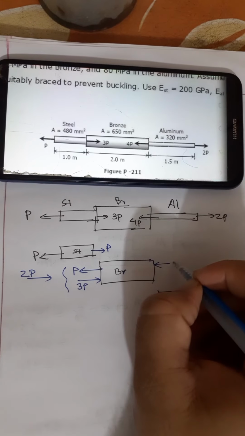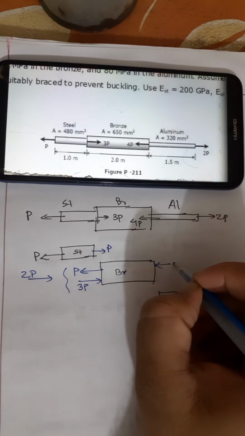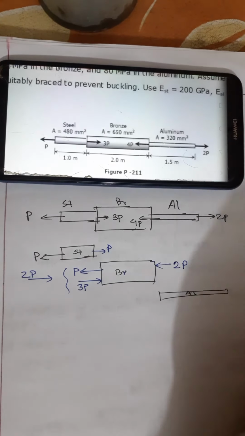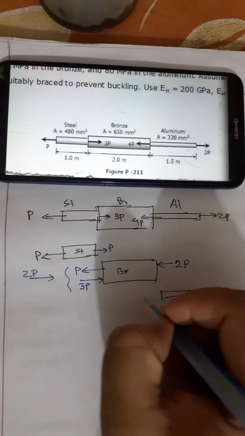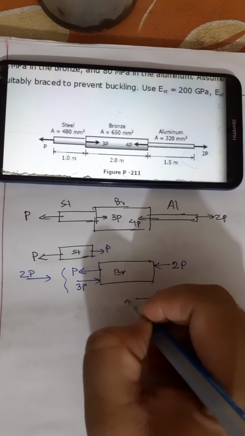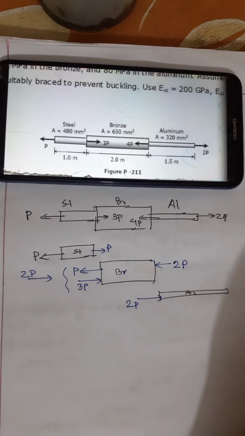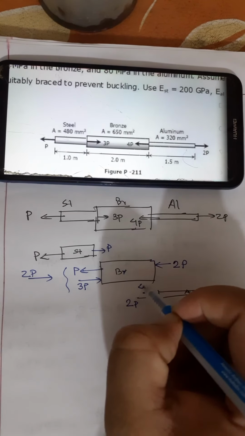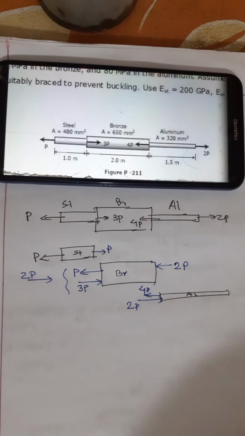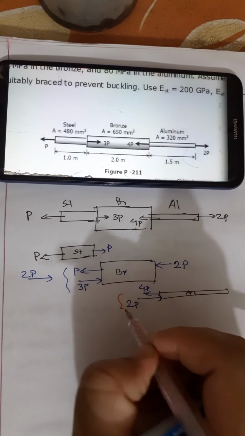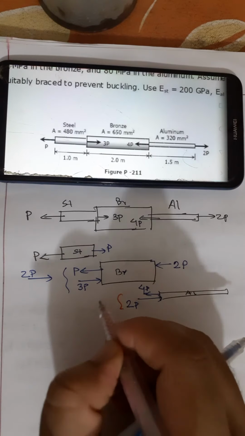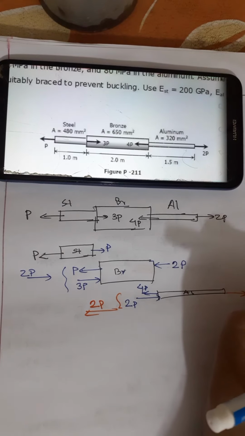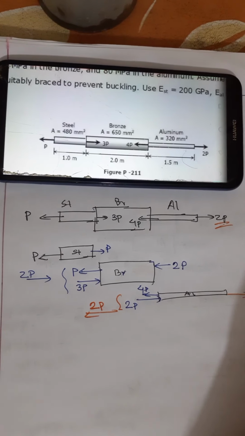There is a 2P force in compression from both sides, and to neutralize it there will be an additional 2P force, but another force of 4P tension is given to the aluminum, so there will be another 4P tension. So the summation at the aluminum will be 4P tension minus 2P compression, that is 2P tension, which is also given.